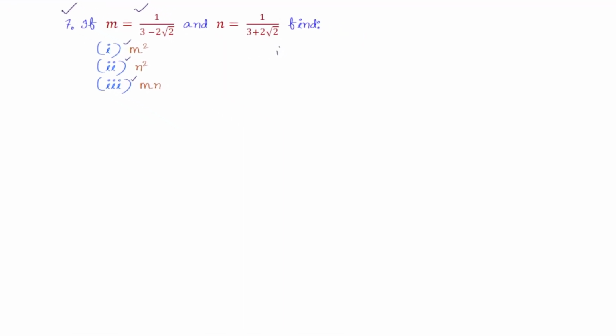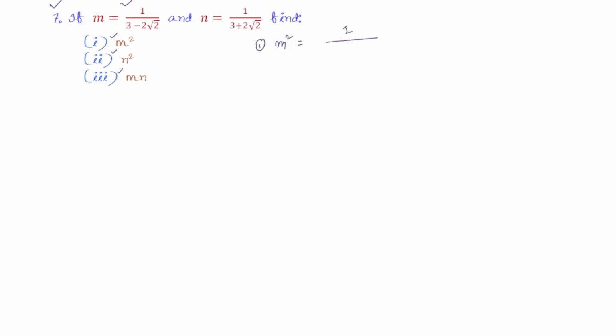So first let us find m square, which is equal to 1 divided by (3 minus 2 root 2) whole square. In the numerator it will be 1 only, and in the denominator that is (a minus b) whole square. So 3 square plus (2 root 2) whole square minus 2 into 3 into 2 root 2. 1 divided by 3 square, which is 9, plus 2 square and root 2 square, that will be equal to 8.